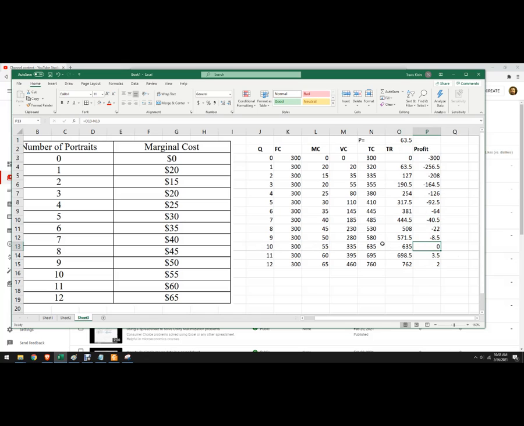Okay, this can all be calculated also by finding the average total cost. But if you were just messing around with a spreadsheet, you can change the price and then see where the profit is. So that's part of the power of doing this on a spreadsheet. There you go.